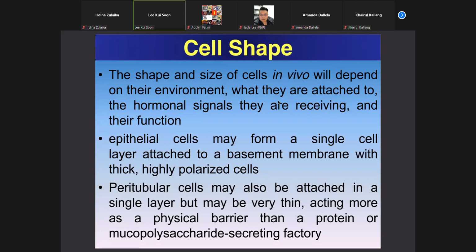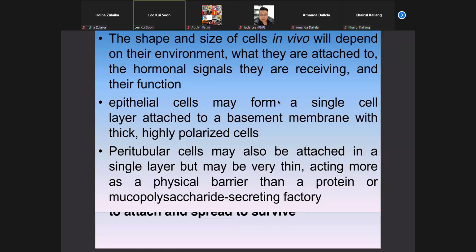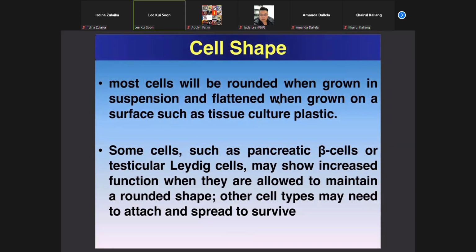So epithelial cells may form a single cell layer attached to the basement membrane, with thick and highly polarized cells, whereas the reticular cells may also be attached to the single layer, but they may be very thin, acting more as a physical barrier than as a factory secreting proteins and mucopolysaccharides. So most cells will be rounded when grown in suspension and flattened when grown on a surface, such as tissue culture plastic. Okay, do you know why?